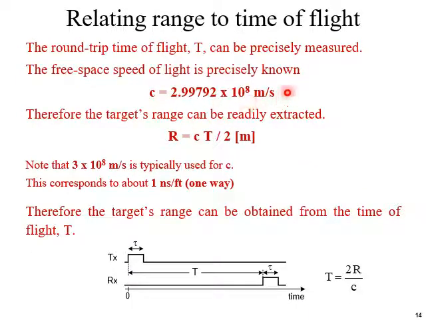Now c is this. So using that relation R equal to c into t by tau in meter, we have some close approximation that c is nearly equal to 3 into 10 to the power 8 meter per second, which corresponds to about 1 nanosecond per foot one way. So this is how we can measure the range. This is the basic principle of measurement of range for pulse radar.